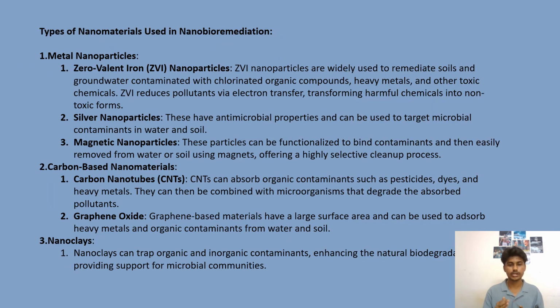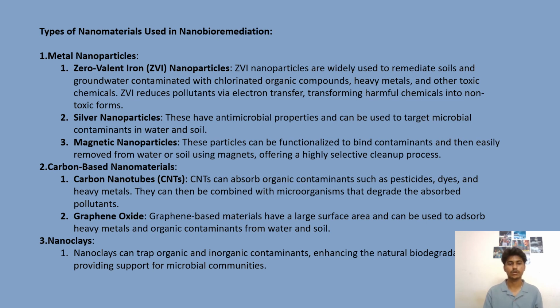Next, we will see the types of nanomaterials that are used in nanobioremediation. The first nanoparticle is zero-valent iron nanoparticles. These are widely used to remediate soils and groundwater contaminated with fluorinated organic compounds, heavy metals, and other toxic chemicals. It reduces pollution via electron transfer, transforming harmful chemicals into non-toxic forms.